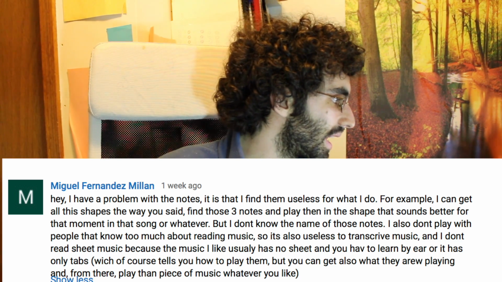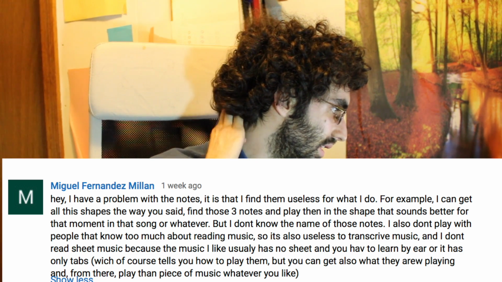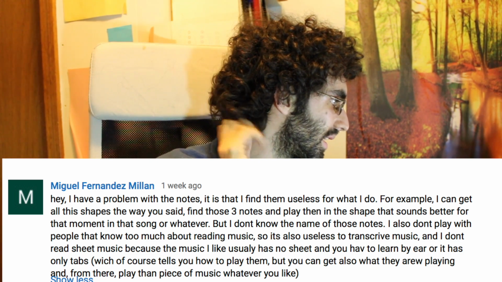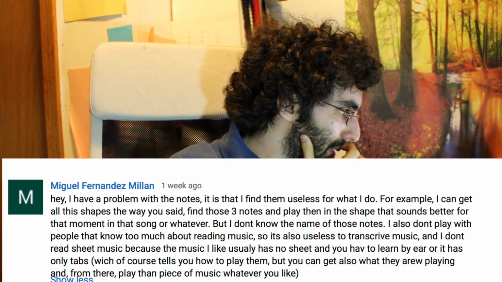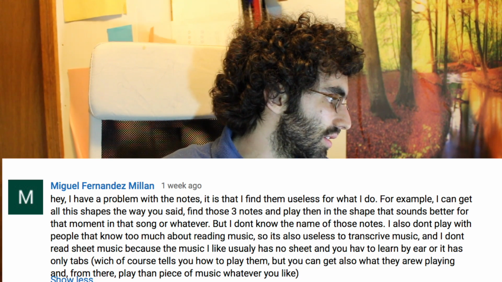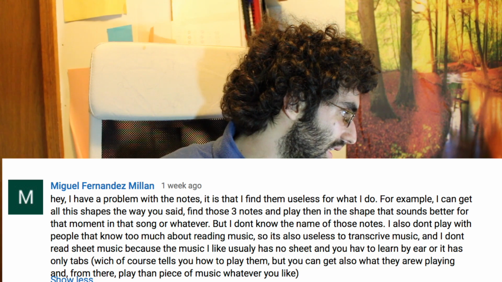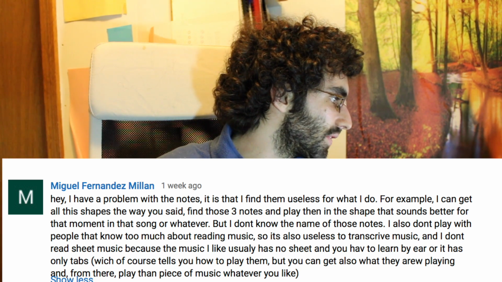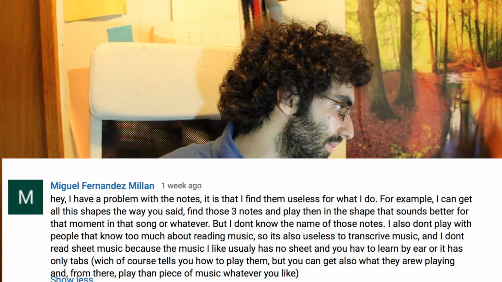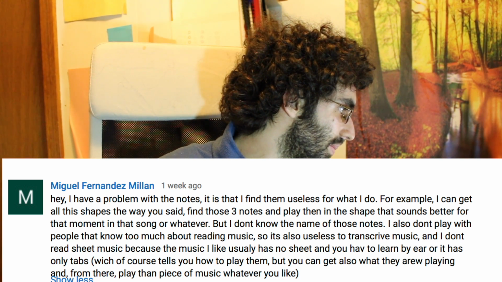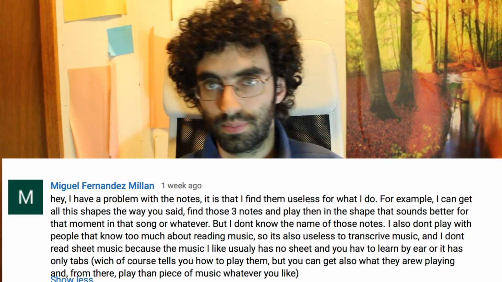For example, I can get all the shapes the way you said, find those 3 notes and play them in the shape that sounds better for that moment in that song or whatever. But I don't know the name of those notes. I also don't play with people that know too much about reading music, so it's also useless to transcribe music. And I don't read sheet music because the music I like usually has no sheet music and you have to learn it by ear, or it has only tabs, which of course tell you how to play them. But you can also get what they're playing from there and play any piece of music, whatever you like.